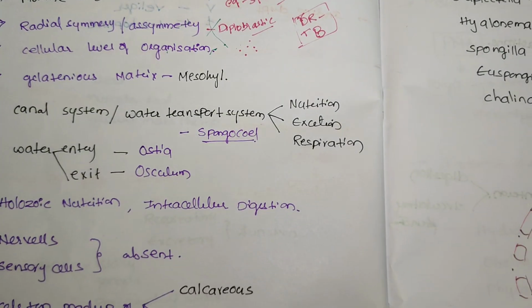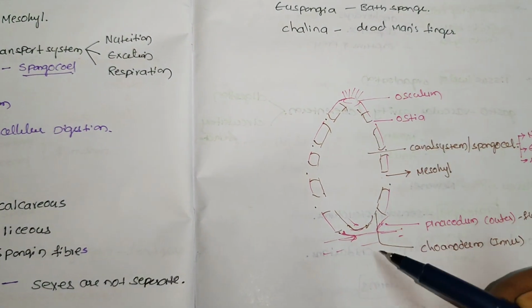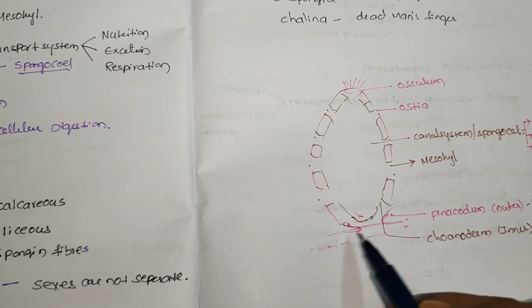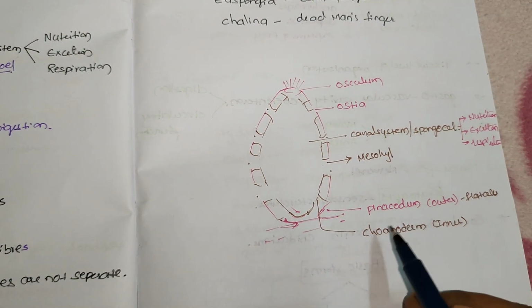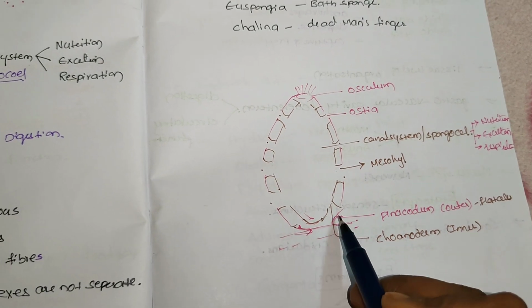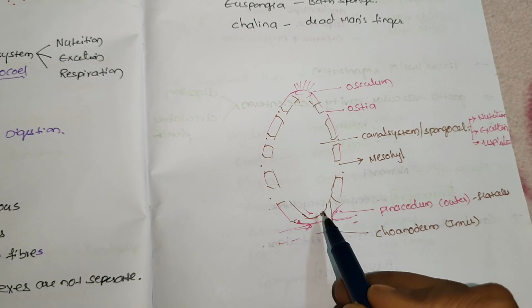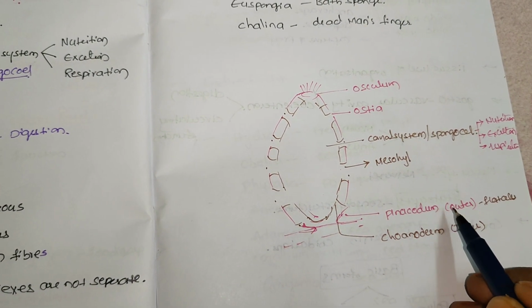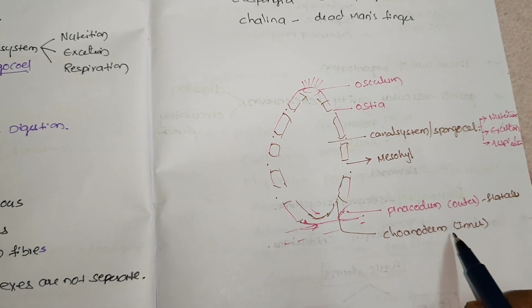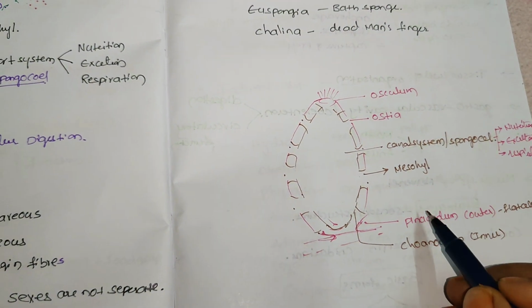Here the sponges have two types of layers, and they are attached to the substratum. The outer layer is pinacoderm, the inner is choanoderm. The outer flat cells are made up of pinacocytes, and the inner choanoderm is made up of choanocytes, which are collar cells. So these are the two types of layers.